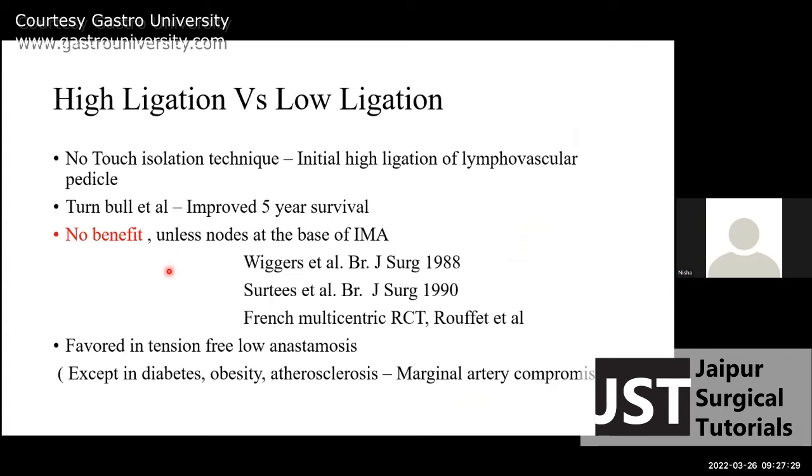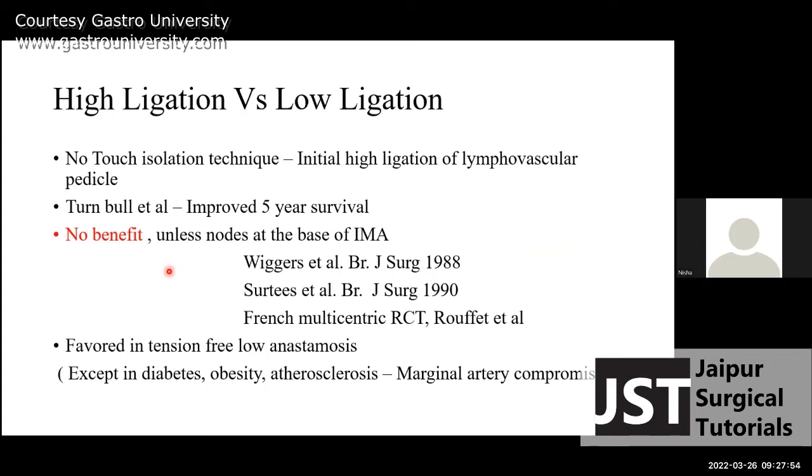The concept of high ligation versus low ligation came in when the no-touch isolation technique was introduced, which said that we have to go in and do a very high ligation of the lymphovascular pedicle. Turnbull said that they had improved 5-year survival. However, studies have shown that there is not much benefit with high ligation of the IMA unless there are large nodes at the base of the IMA.